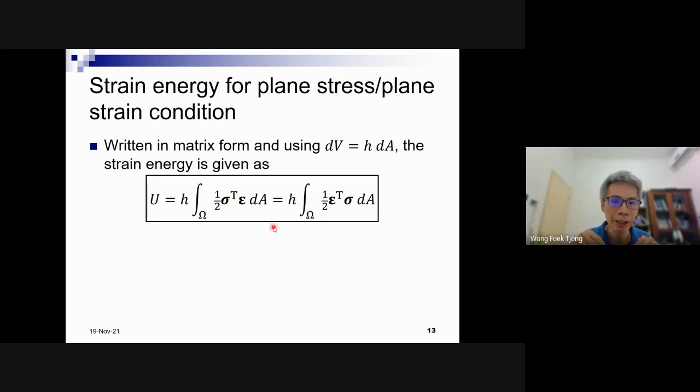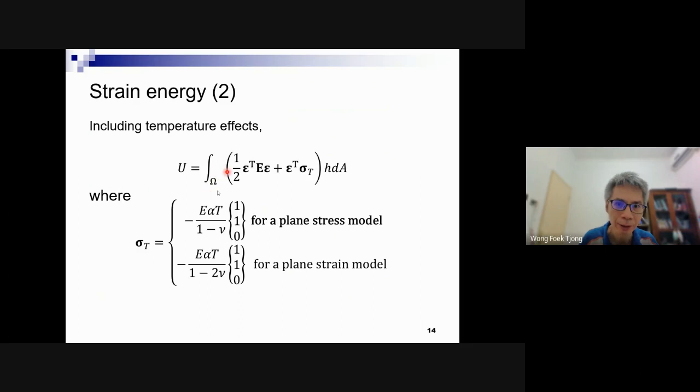Up to this point, any questions so far? How about if there are temperature effects? If there is a temperature effect, we should modify the expression for the strain energy, and it becomes like this. This is the strain energy including the temperature effects, where sigma t depends on whether the problem is plane stress or plane strain. For plane stress, it's this one, and for plane strain it's this one. That's the expression for strain energy.